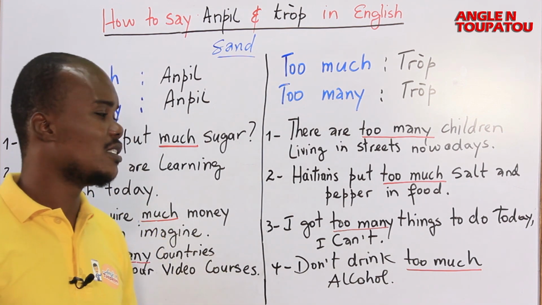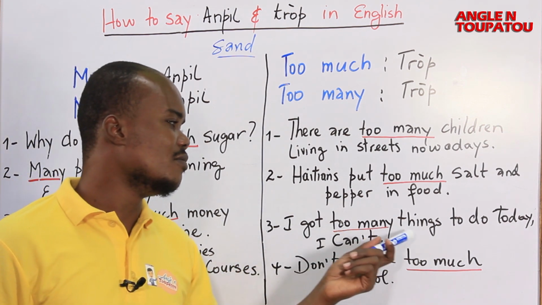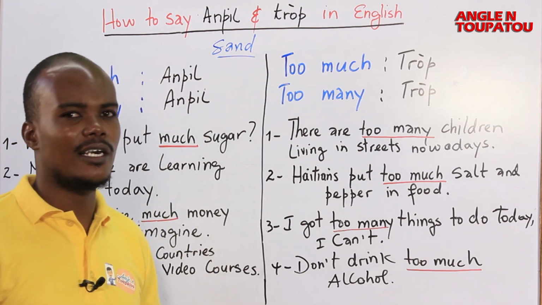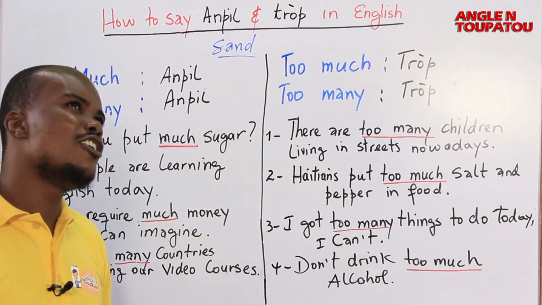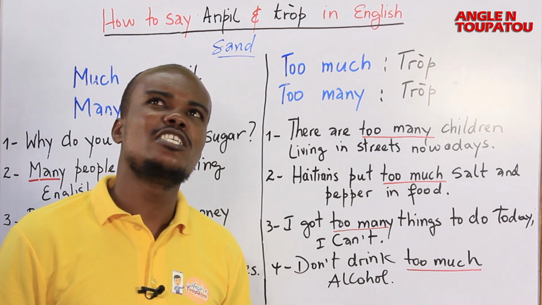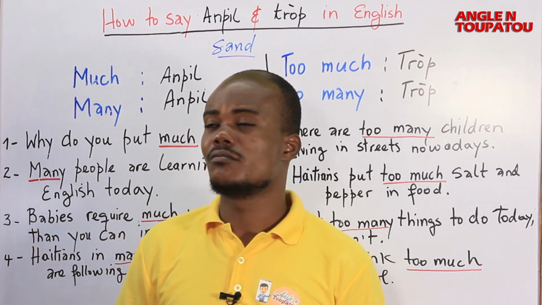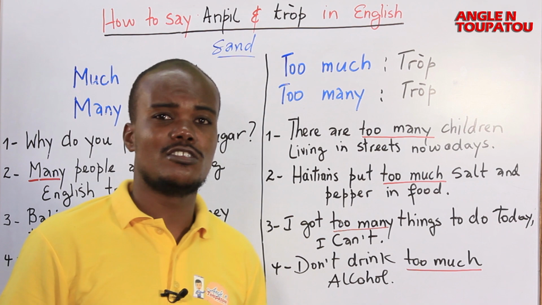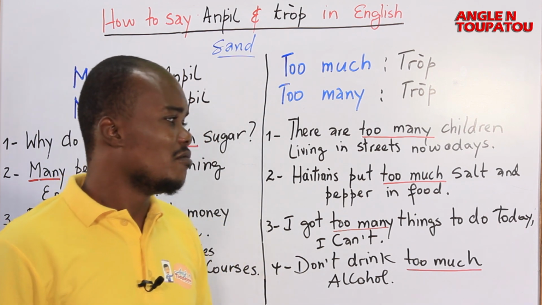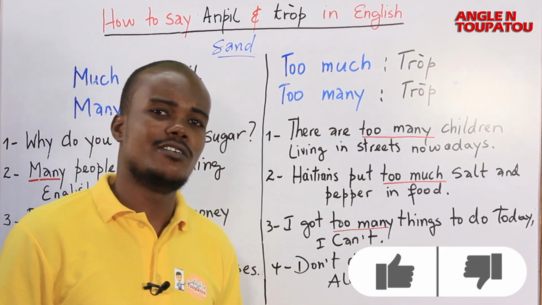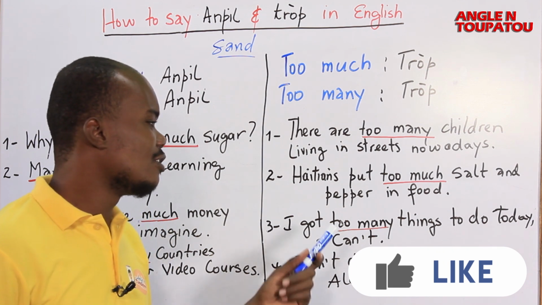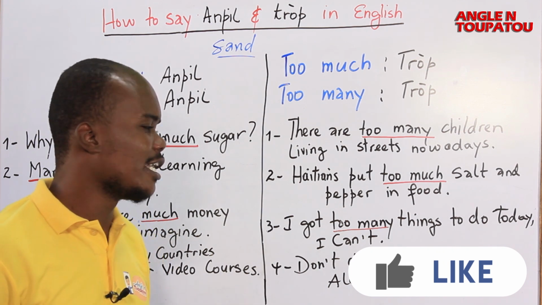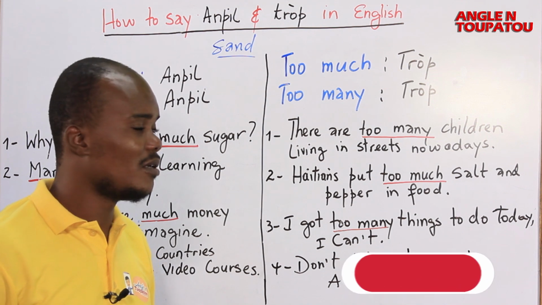Number 3 is, I got too many things to do today. Hey, Daniel, I need you today. I need you to do something for me. I got too many things to do today. I can't. I'm sorry to say that. I'm afraid I can't.